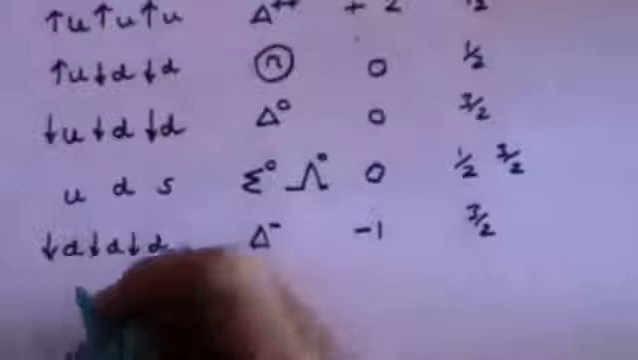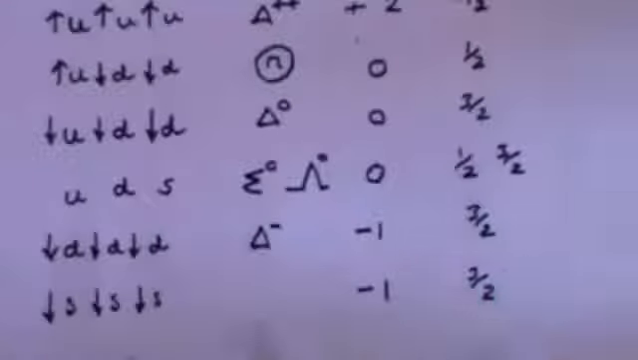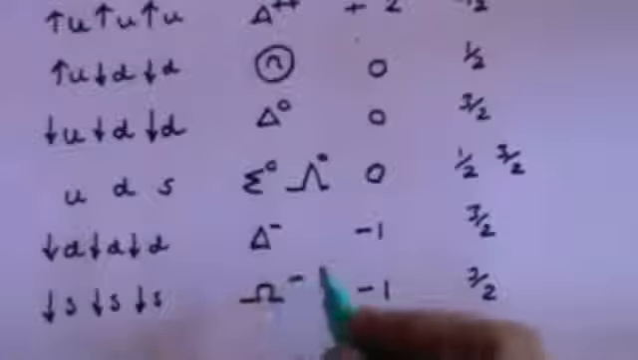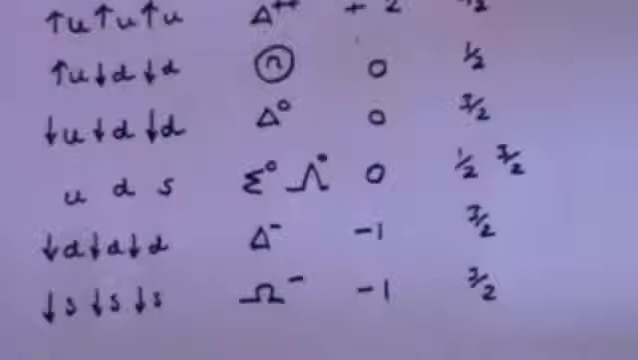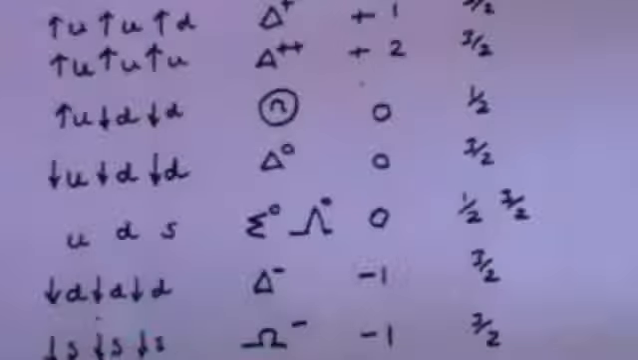Or you could even have 3 strange quarks all spin down. Once again, strange has the same charge as a down, so it's minus a third, minus a third, minus a third, gives you -1. The total spin is going to be 3 halves or -3 halves, and that is actually called an omega minus. And you can keep on just combining different flavours of quarks to make different designer particles.